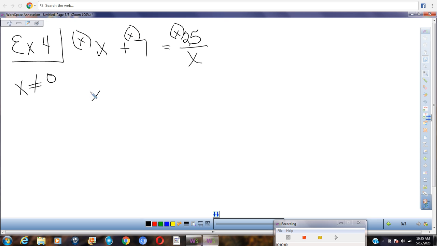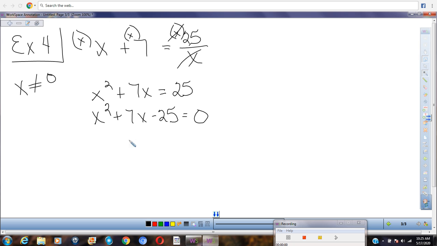Here, x times x is x squared, plus x times 7 is 7x equals, and here our x's will cancel, leaving us with 25. Now, we have a quadratic here, which means we set the whole thing equal to 0, right? Remember, there's square terms, so we want to get the whole thing set equal to 0. So I'm going to subtract 25 to the left-hand side. All right, now we have to solve our quadratic. You can check to see if it factors. We can complete the square, or in this case, we're going to just do the quadratic formula.